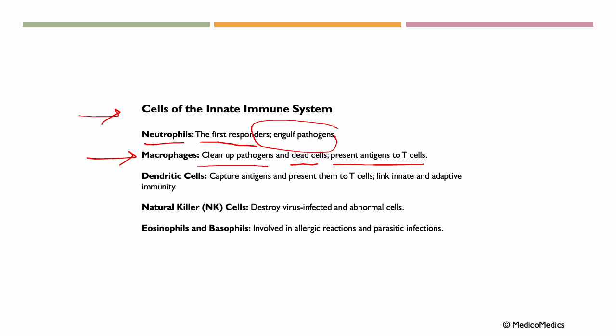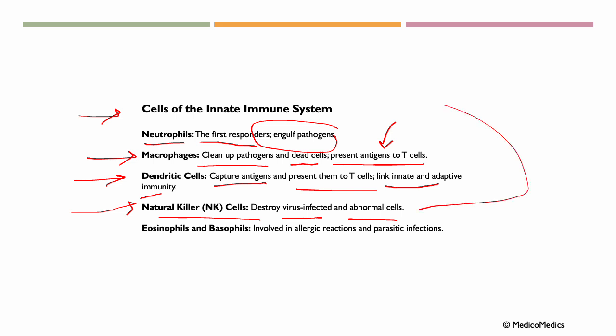This is super important when we talk about the coordination and interplay between our innate system and our adaptive system. This is where the antigen-presenting cells come to play. We also have the dendritic cells that capture antigens and present them to T cells. So again, linking our innate and adaptive immunity. Now we also have natural killer cells. These destroy mainly virus-infected and abnormal cells.